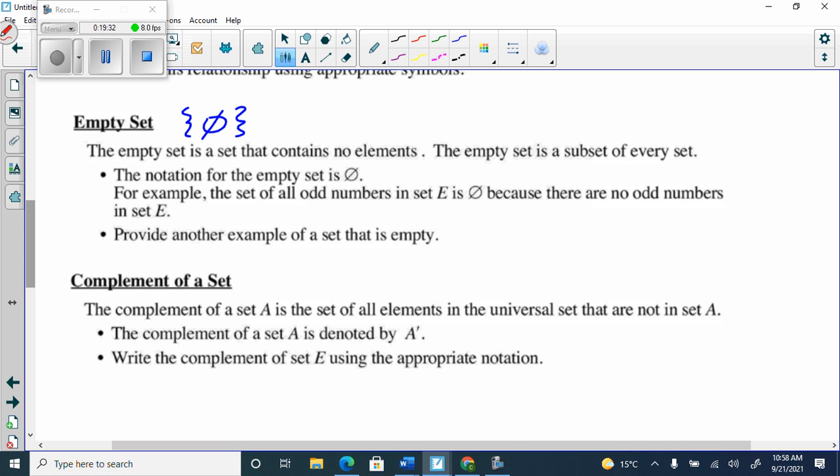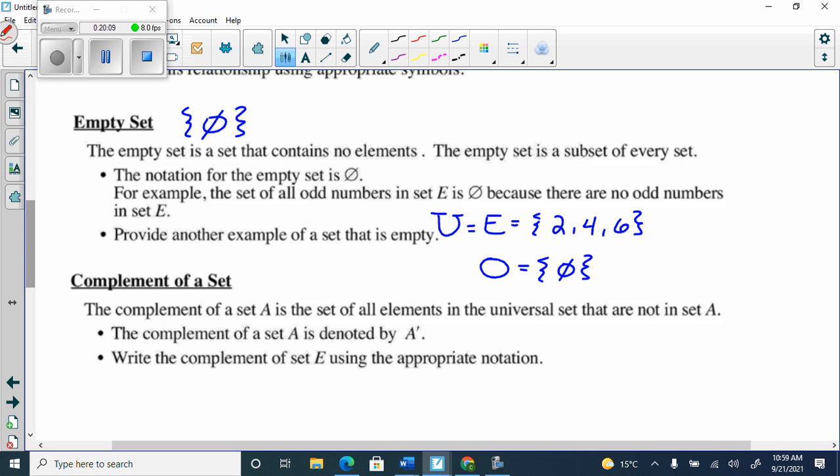So say I gave you set E, and it was like this. 2, 4, 6, let's say it's that. And that was the universal set, let's pretend, right? And then I said, okay, I'm making this be the universal set, which is E. Then the odds would be empty because I'd have none to choose from, right? So empty set comes from when you ask for something, but the universal set doesn't actually contain any of it.